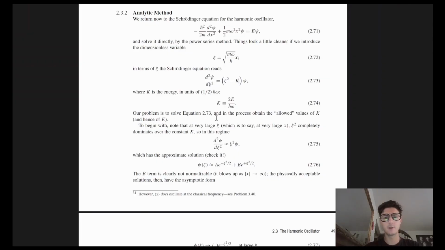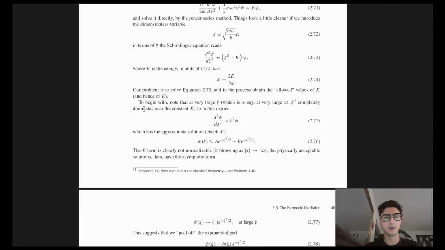Our problem is to solve equation 2.37, and in the process obtain the allowed values of K and hence E, because K depends on E. So we want to find the energies and the wave functions. But we found the wave functions previously. This is just going to spit out the wave functions in a different method.